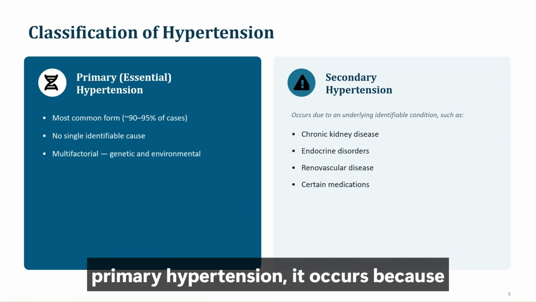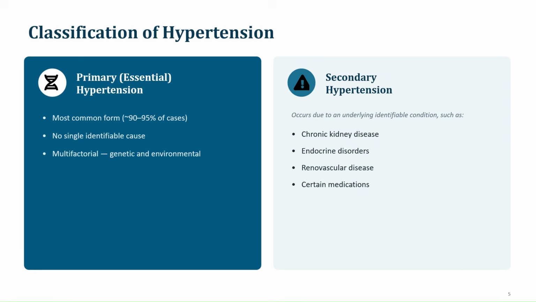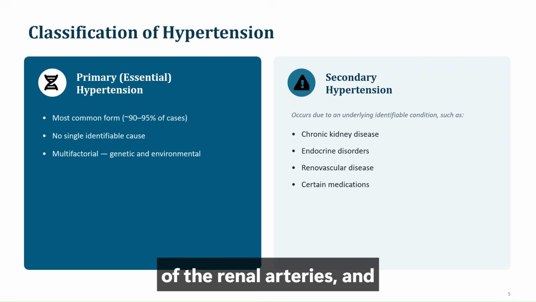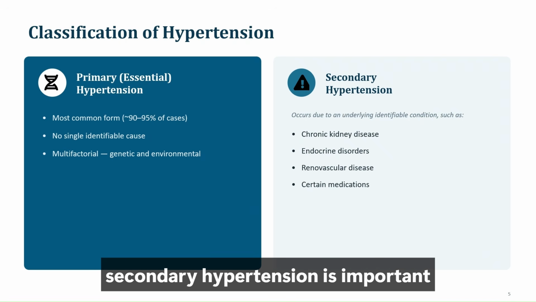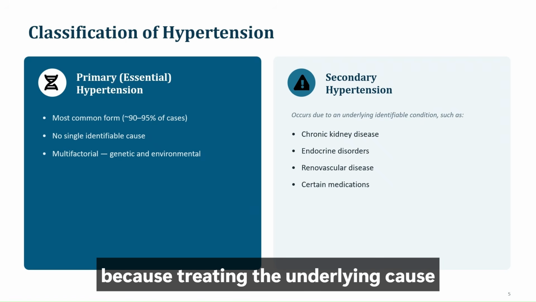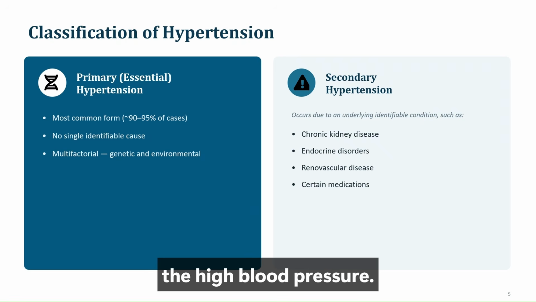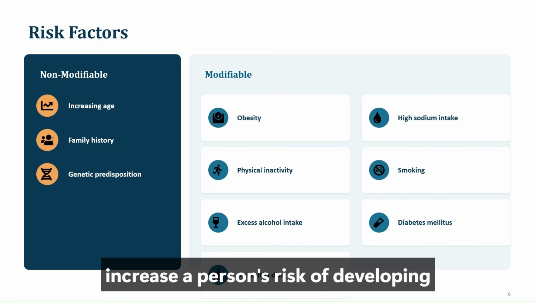Secondary hypertension is much less common, making up about 5 to 10% of cases. Unlike primary hypertension, it occurs because of an identifiable underlying condition. Common causes include chronic kidney disease, endocrine disorders, narrowing of the renal arteries, and certain medications. Identifying secondary hypertension is important because treating the underlying cause may improve or even resolve the high blood pressure. Now let's look at the factors that increase a person's risk of developing hypertension.